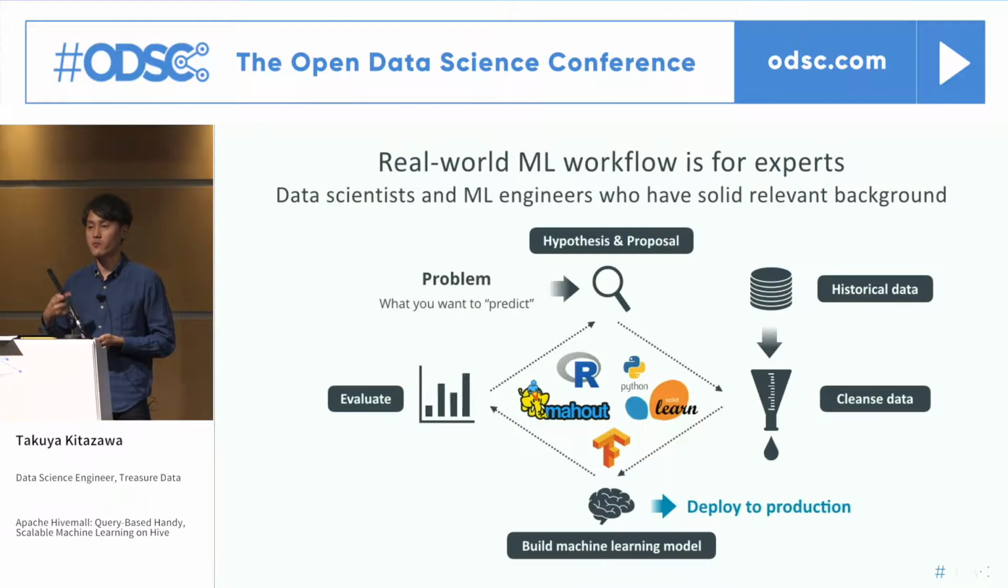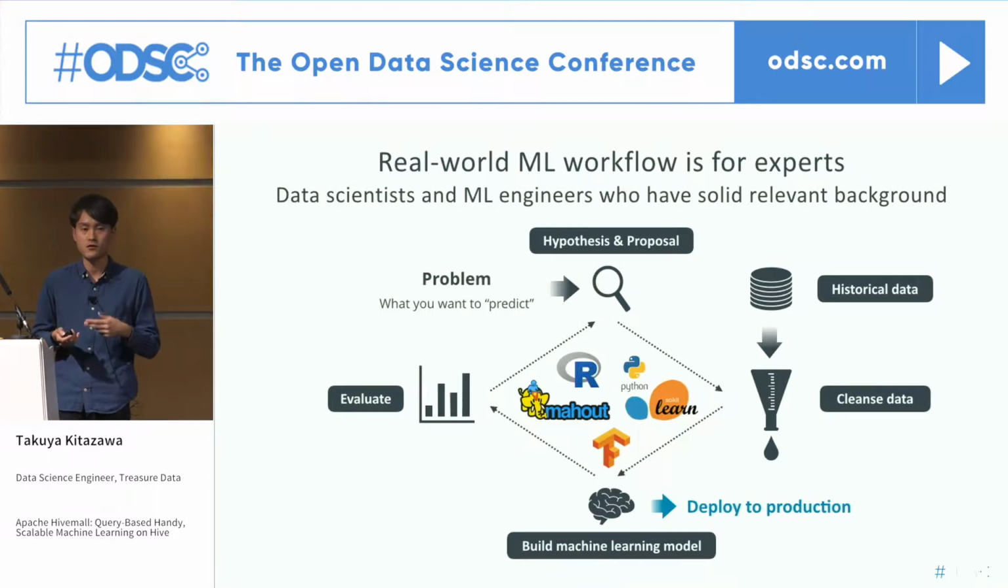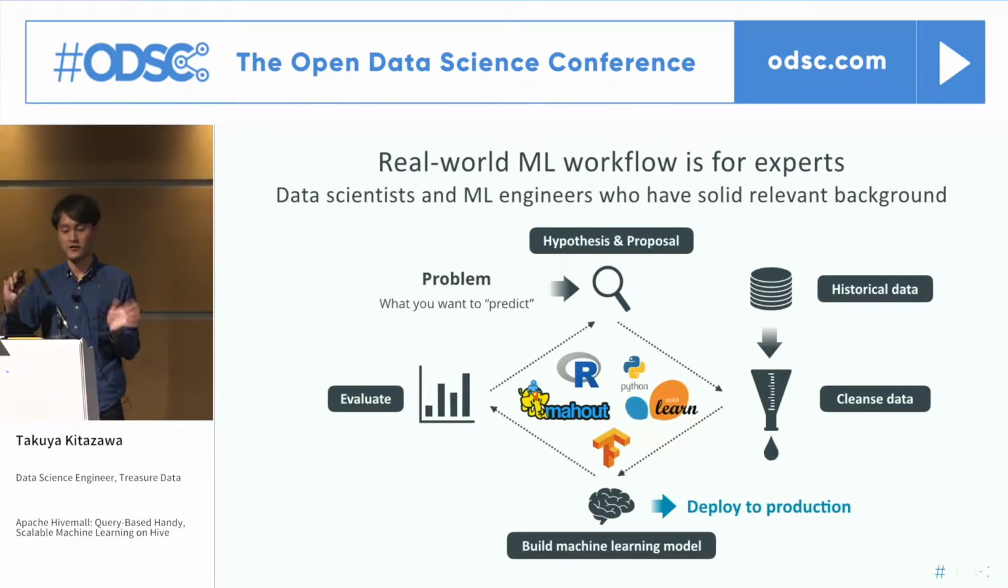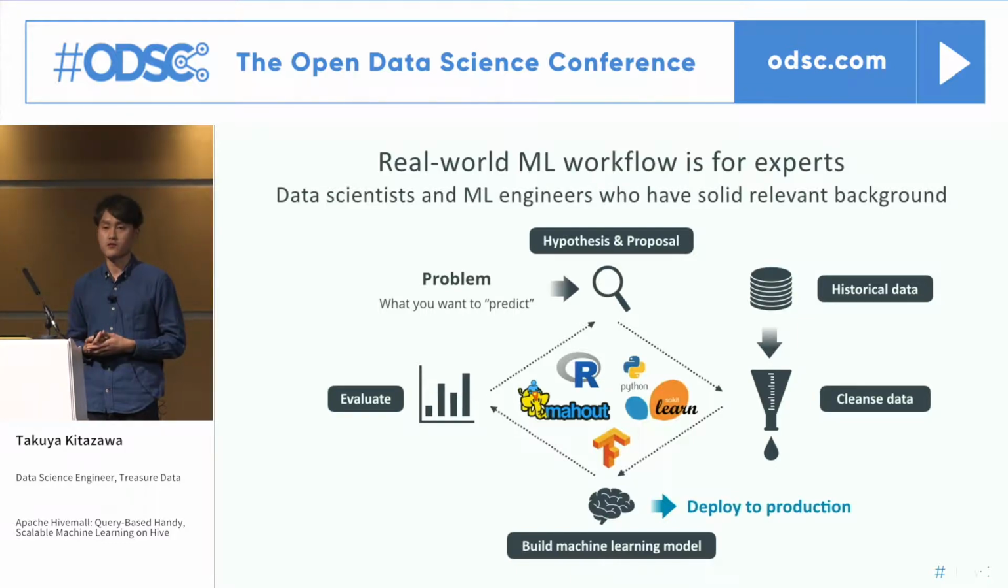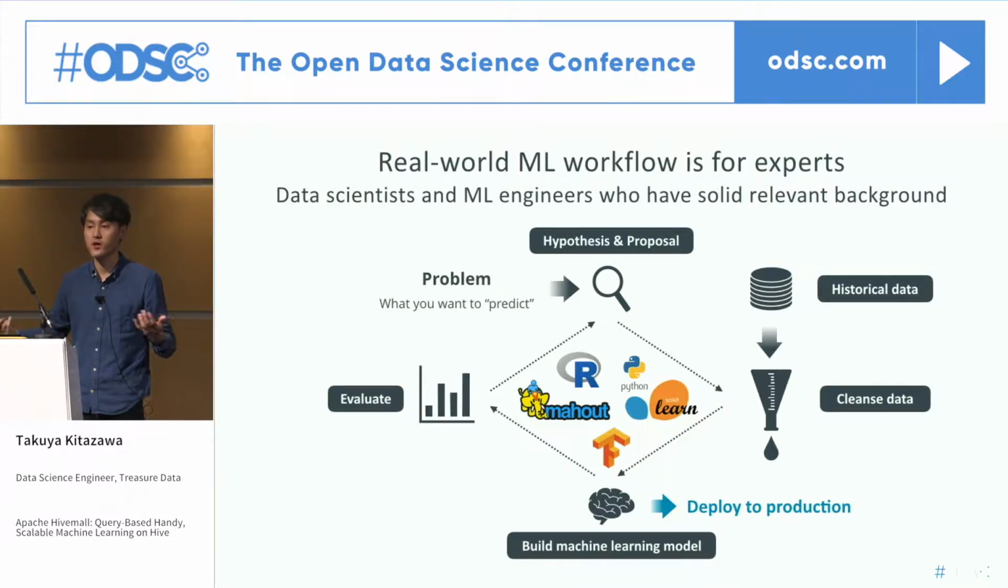And eventually, you can build your machine learning model by using some tools like Python or TensorFlow or Scikit-learn. Probably it's Mahout or something like that. And after that, you need to evaluate the accuracy of prediction. And if it's satisfied, the model is ready for production.